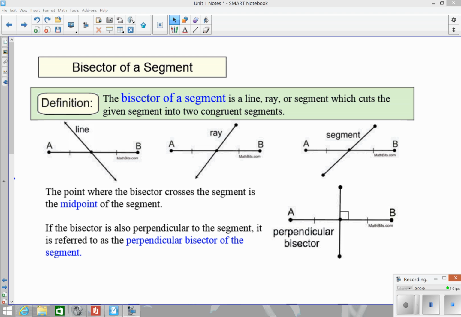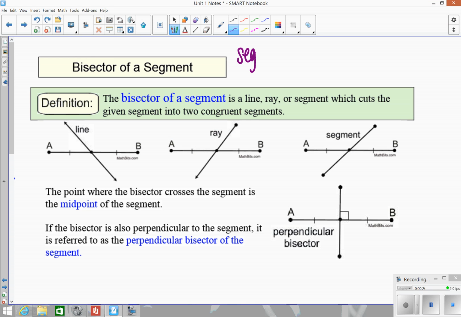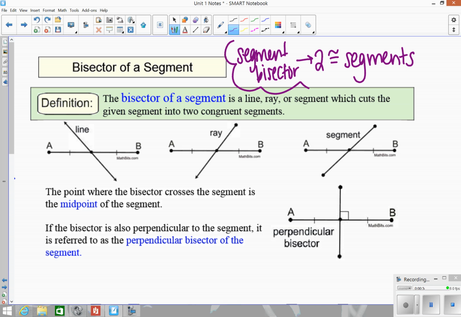In this video, we're going to talk about a bisector of a segment. A segment bisector is going to split a segment into two congruent parts. So anytime we see a segment bisector, that's going to imply two congruent segments, because you're splitting a segment into two equal parts. So that's kind of like your shortcut for that.